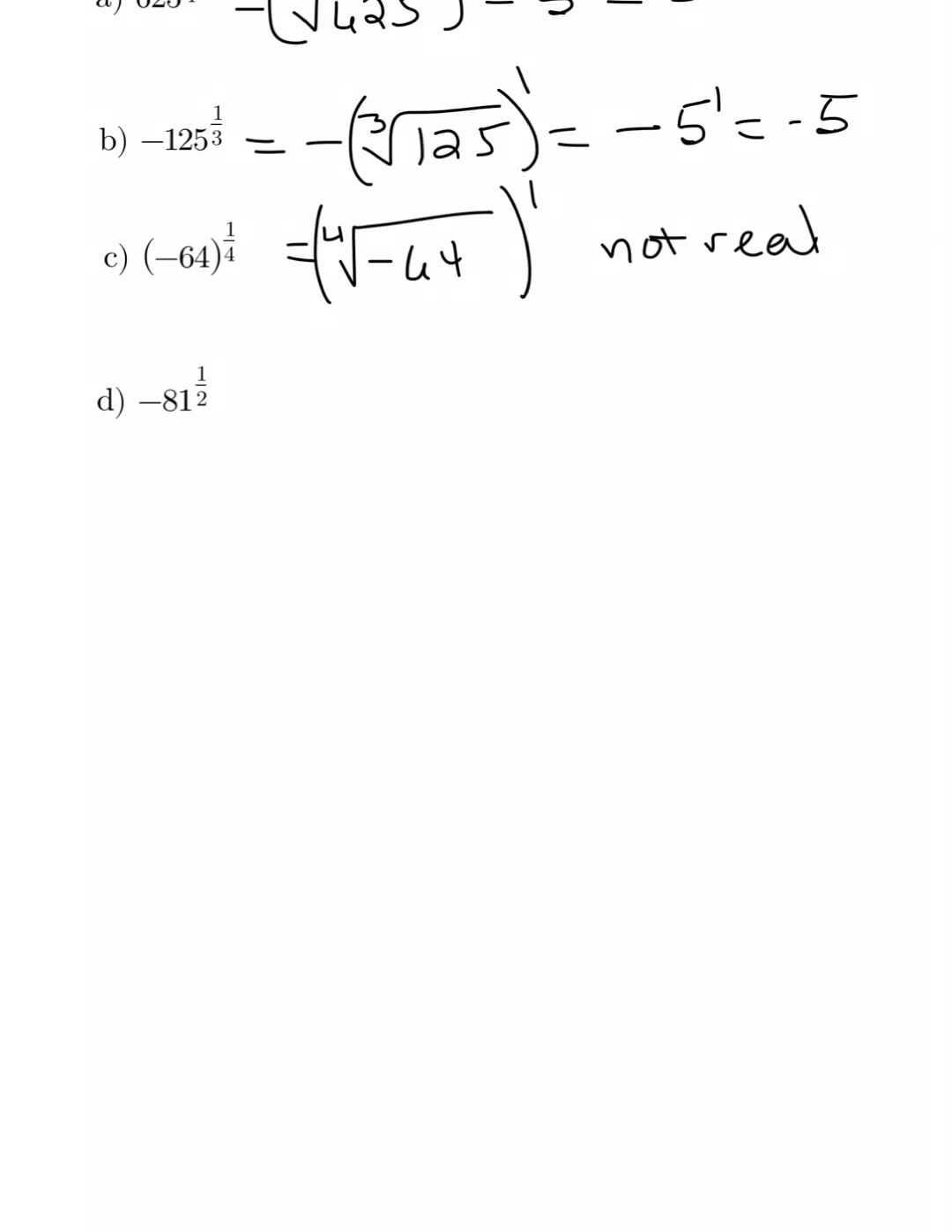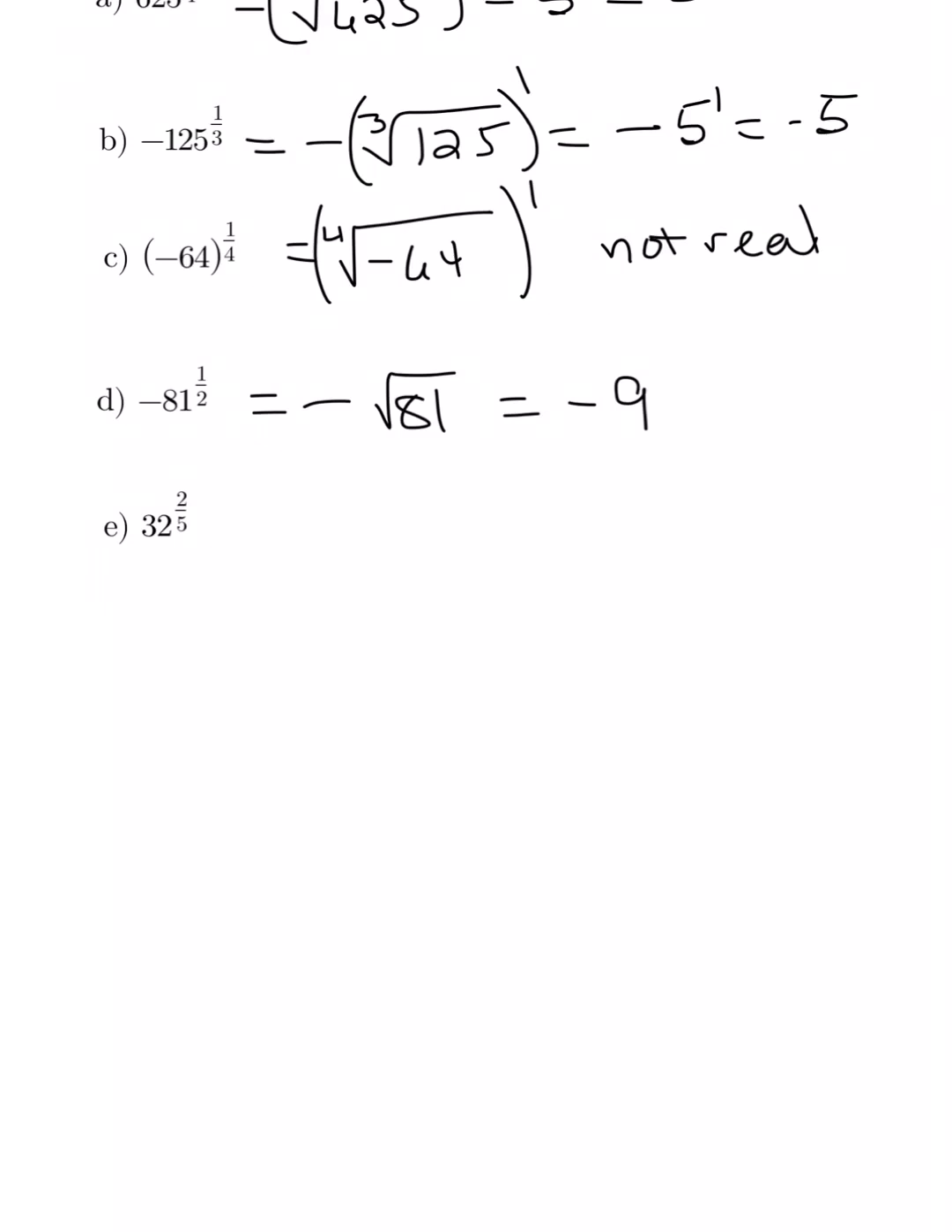Because the negative is not inside parentheses, this problem is telling us to keep the negative out front. A 1/2 power is a square root to the first. So we are doing the square root of 81. Well, the square root of 81 is 9, so our final answer will be negative 9.